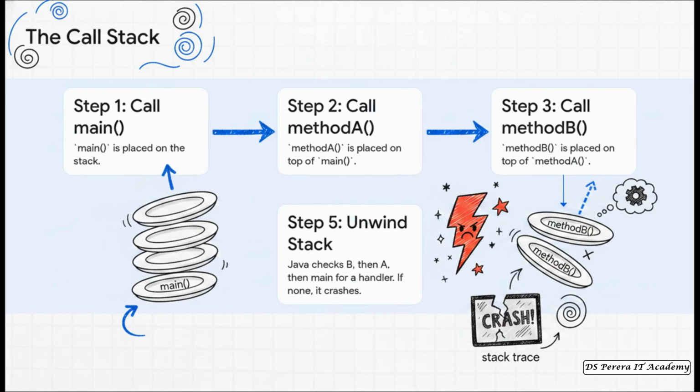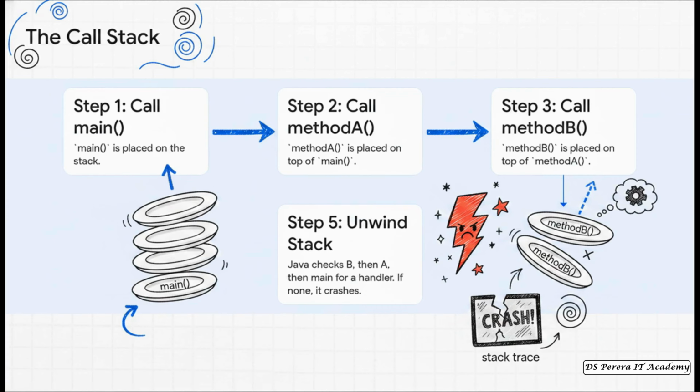And now for the drama. An exception happens inside method B. The moment that happens, the JVM stops everything and creates a special exception object that holds all the juicy details about what went wrong and where. Now the stack starts to unwind. Java needs to find someone to handle this problem. It looks first at the employee, method B.